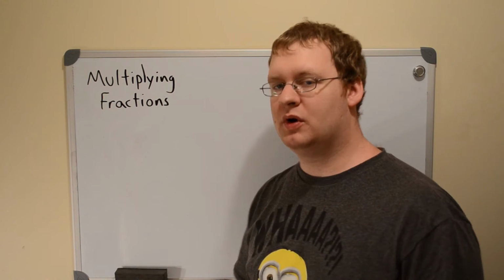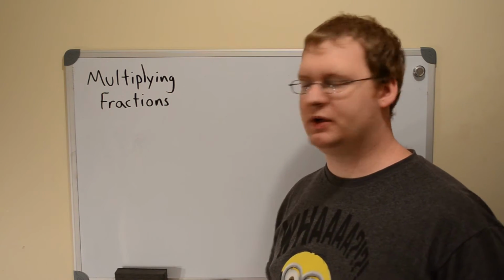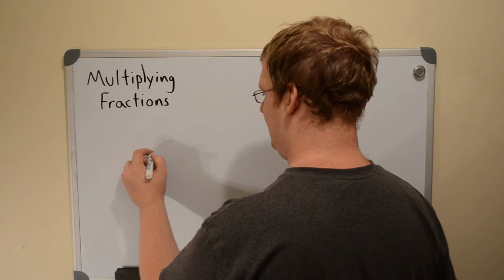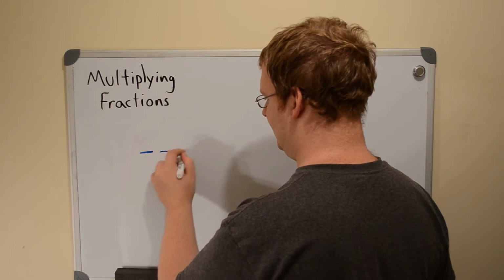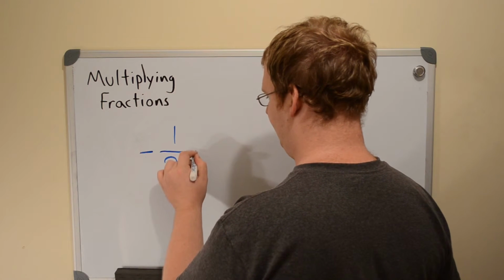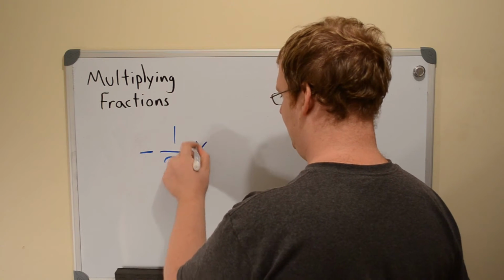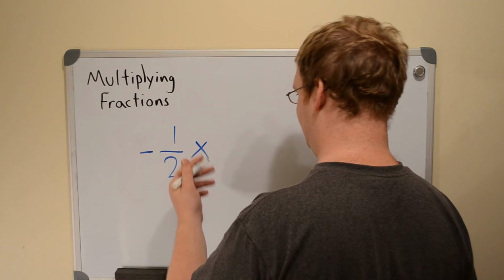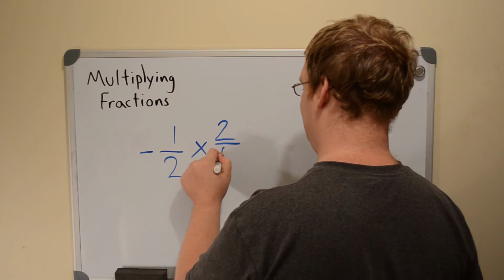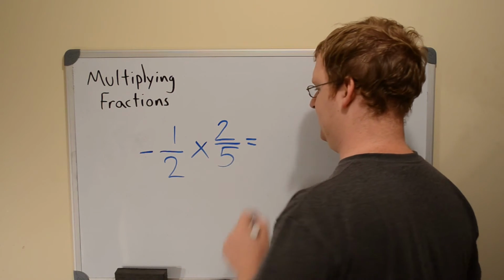Now let's do one more, just to make things more difficult. Let's add a negative sign to the front of this one. Let's do -1/2 times 2/5. Yeah, let's do that.